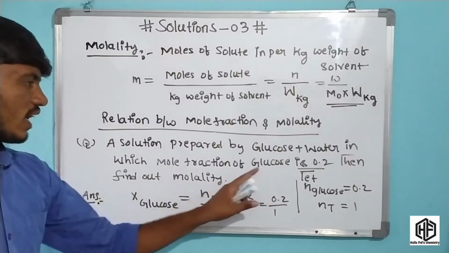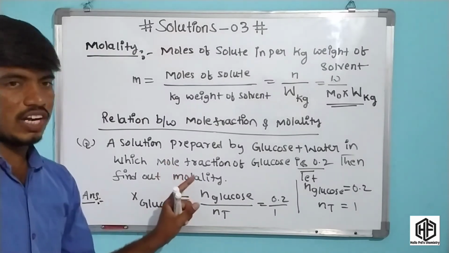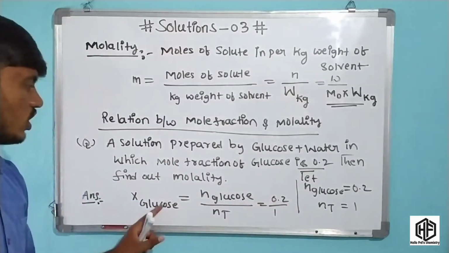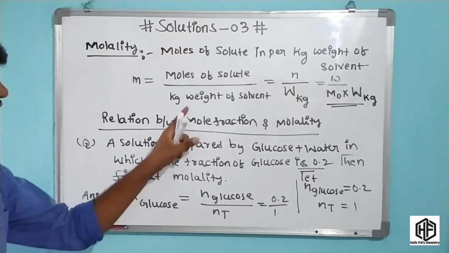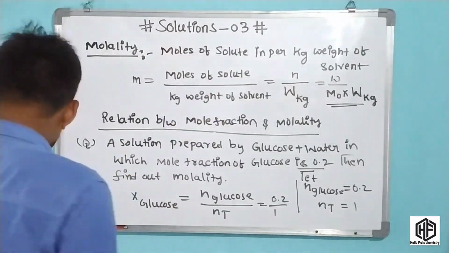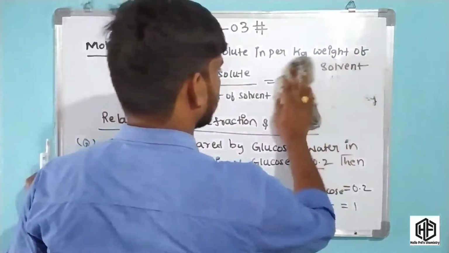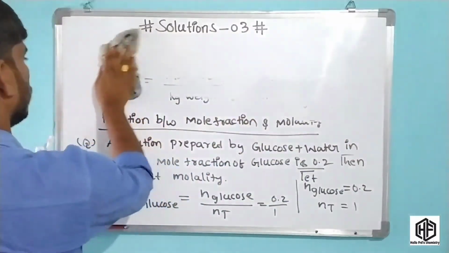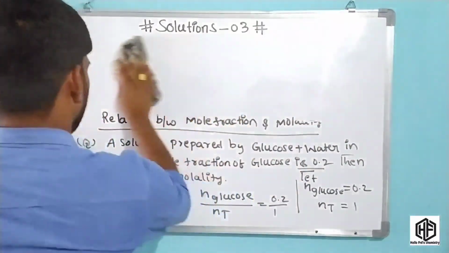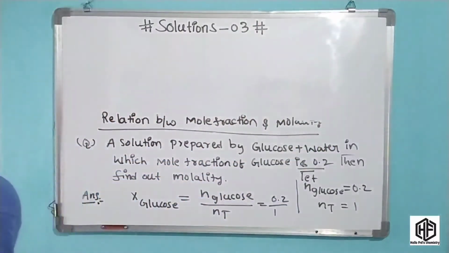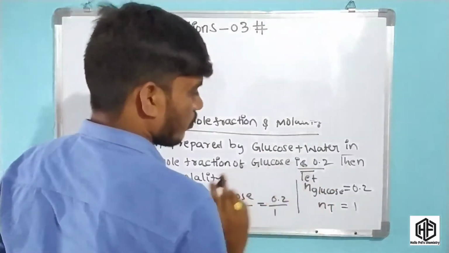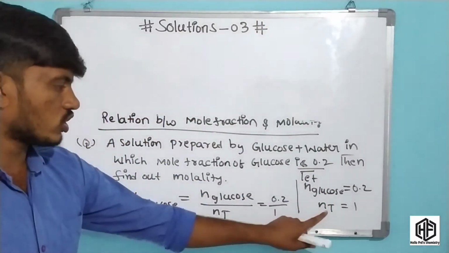Now we have to find out the molarity. This is given in the question, and now we have to find out the molarity. Okay friends, this is clear. Here, this is the number of moles of glucose.